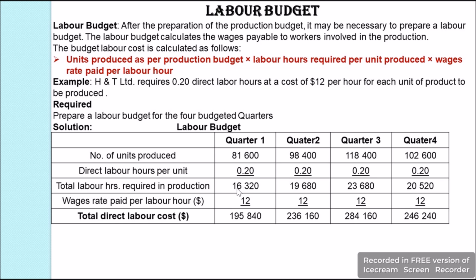Next we have to multiply this with the wage rate per labor hour, which is 12 here. So for the first quarter it will be 16,320 times $12, which will be $195,840 as total direct labor cost for the first quarter.